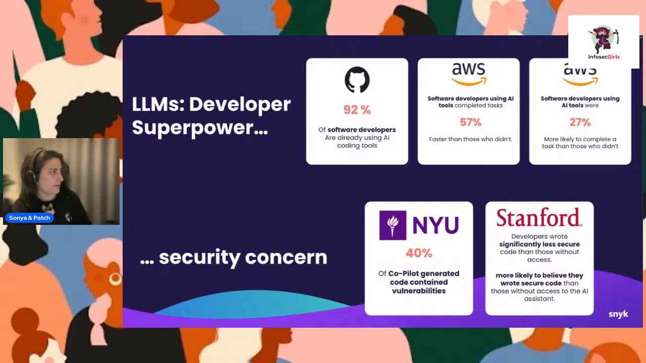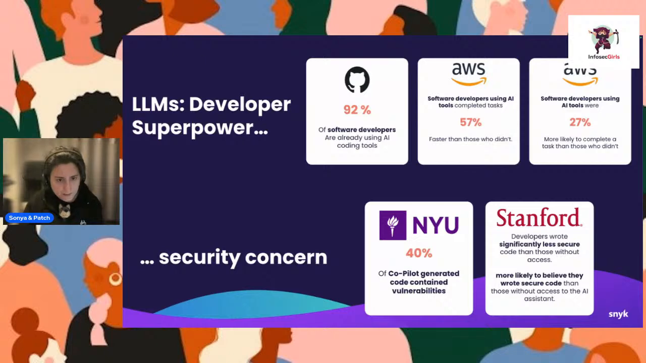Let's have a look at a few numbers. So on one side, we have developers that are really happy, and it is considered a superpower. So you have 92% of software developers that are already using AI coding tools in the US. And then you have also AWS studies saying that software developers using AI tools completed tasks 57% faster than those who didn't. And software developers using AI tools were 27% more likely to complete a task than those who didn't. So you can see, in terms of productivity, efficiency, developers are really happy.